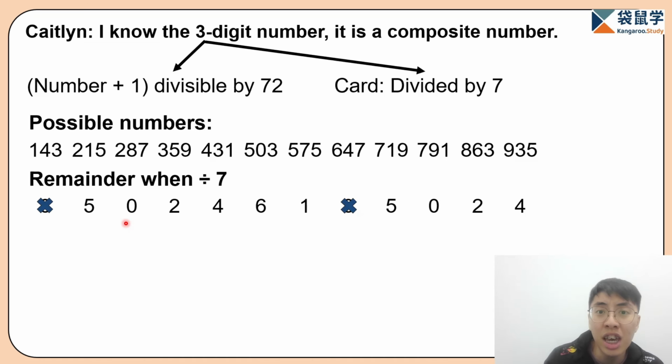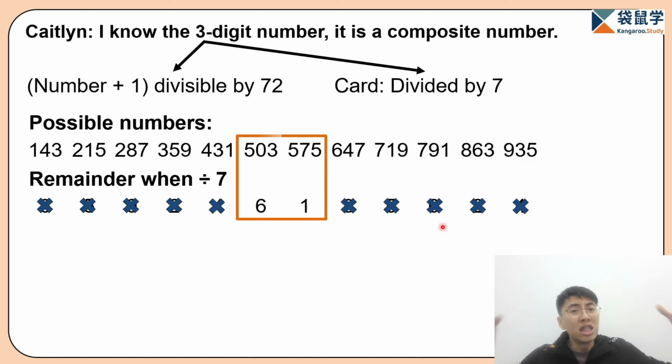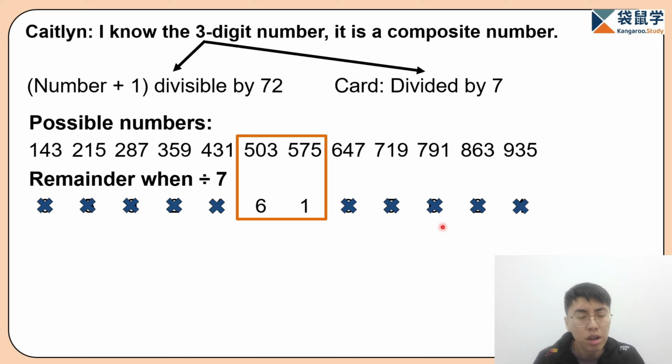Followed by, oh, we see again 5, 0, 2, 4. On the right side, we see the exact same 4 numbers. So they are all going to be wrong. So now what numbers are we left with? It's just these numbers over here. These two of them, 503 and 575. These two numbers, if she gets a remainder of 6 or remainder of 1, will tell her that she is able to find the 3-digit number.